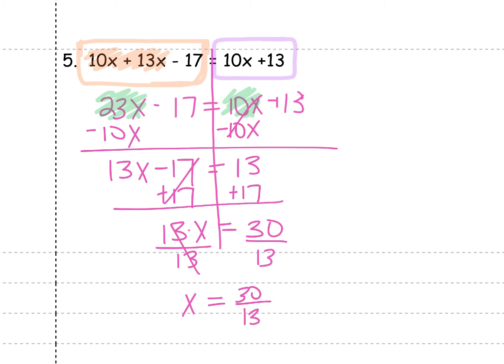Don't turn it into a decimal. It's unnecessary. Just leave it the way it is. If you want to make it a mixed number, you could say 2, which I know is 26, and 4/13. But don't do a decimal unless it's going to be a nice decimal. Just leave it in fraction. Improper fractions are just fine as long as they're reduced.